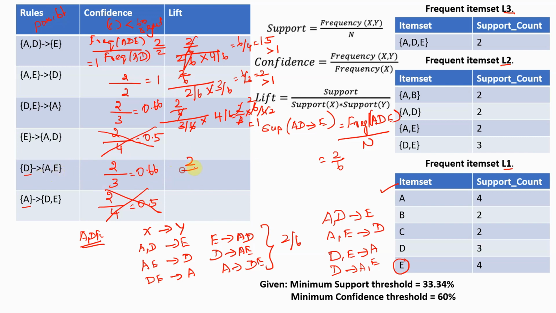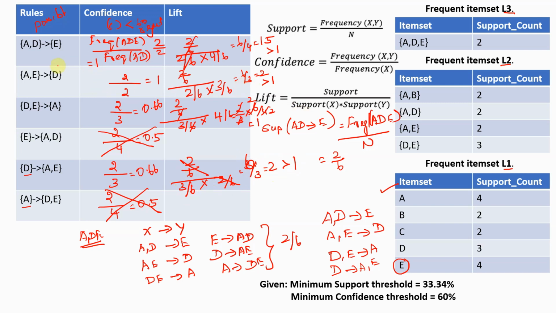So we have the support value again 2/6, and for D we have 3/6, and for AE we have 2/6. So 2/6 divided by 3/6 times 2/6 gives 6/3, so that value is 2. So again the lift value is greater than 1.